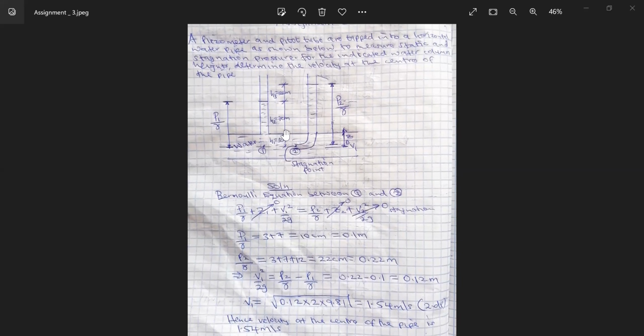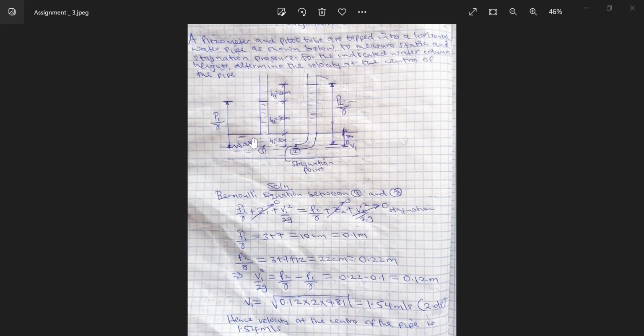So this is our setup. We have 2 points. We have point 1 here. Now remember, at point 1, we have pressure head 1, velocity head 1, and elevation, which is Z1. At point 2, we have pressure head 2, which is P2 over gamma, we have velocity head, and we have elevation Z2.